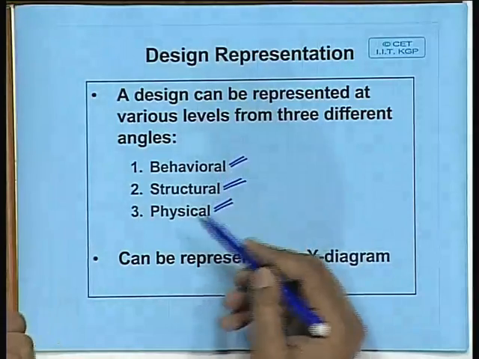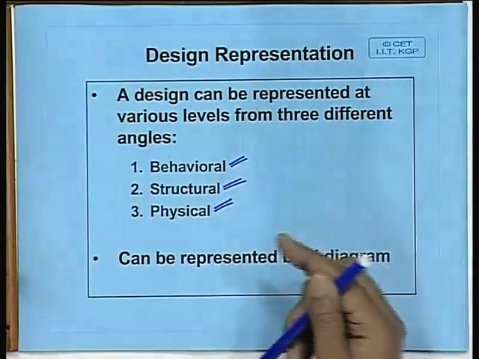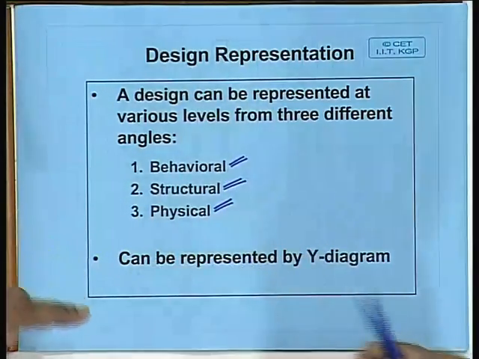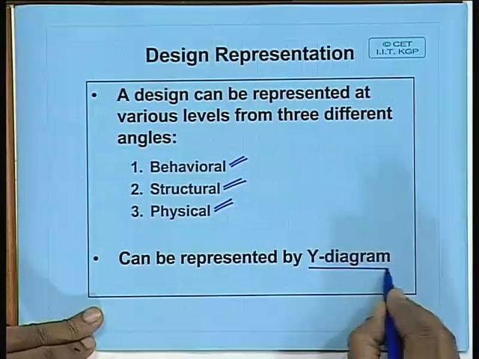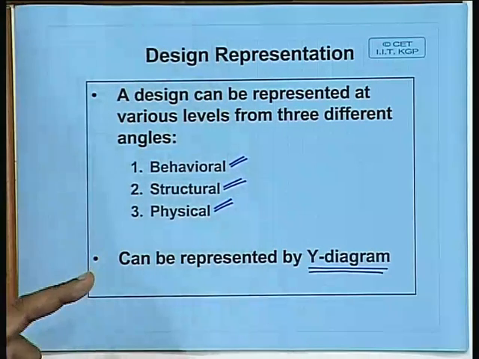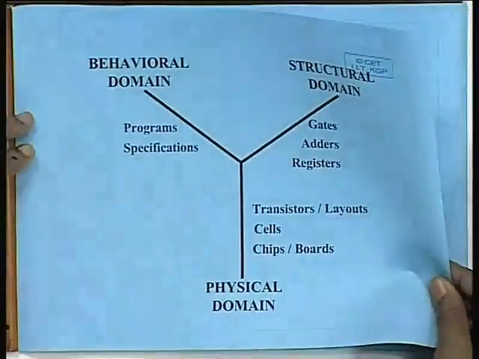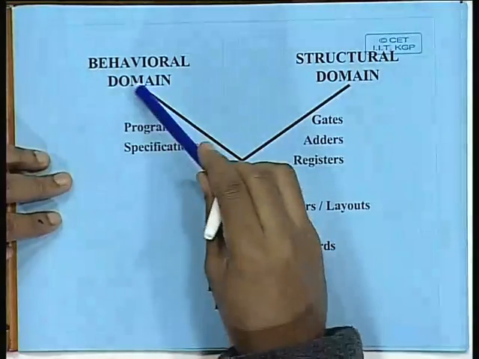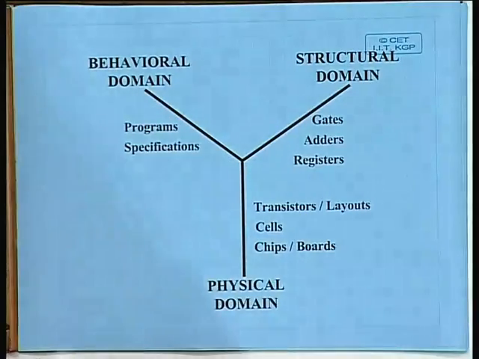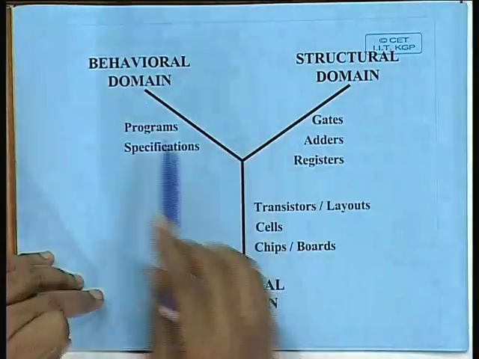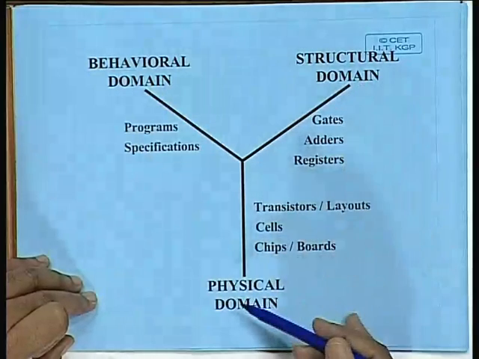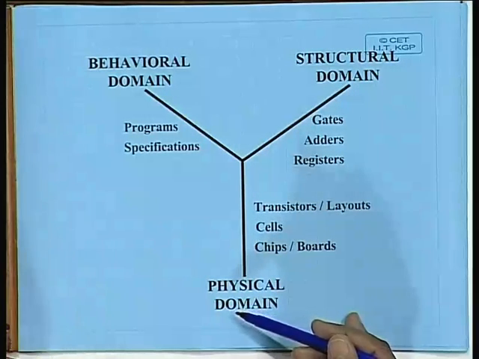Now, there is a standard way of looking at these 3 different angles of a particular design. This is represented by something called a Y diagram. I am showing the structure of a Y diagram. I will come into this in detail later when we talk about synthesis. So, a Y diagram looks something like this. As you can see, it looks like a Y with the 3 directions representing the behavioral, structural and the physical domains.